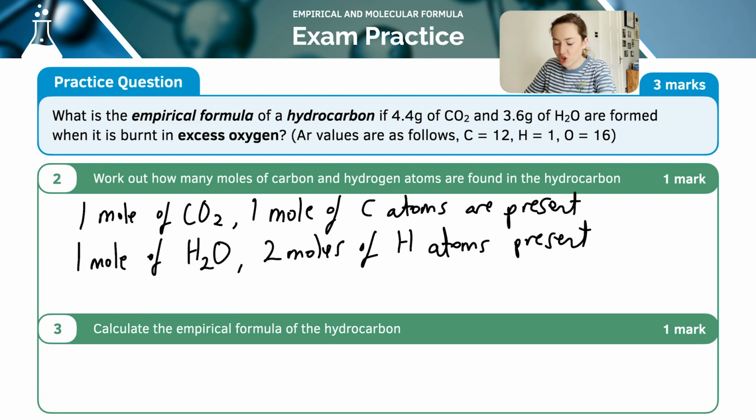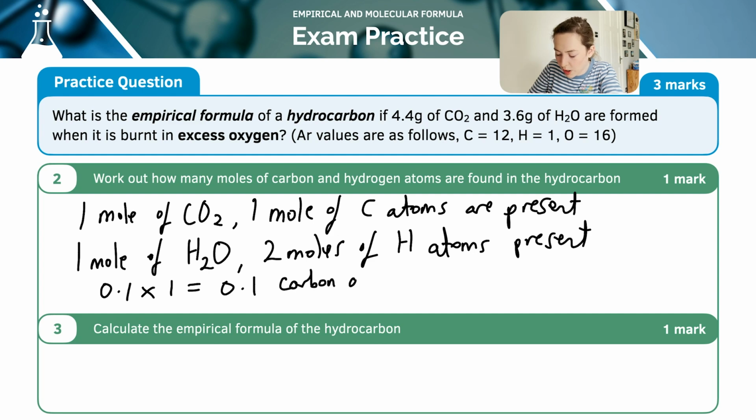So 1 mole of H2O, Avogadro's constant, 6.02 times 10 to the 23, I would have 2 moles, 1.2 times 10 to the 24, of hydrogen atoms in that structure. Therefore, the hydrocarbon contains, we're going to do 0.1 times 1. So it's got 0.1 carbon atoms, or moles of carbon atoms, but it's got 0.2 times 2, it's got 0.4 hydrogen atoms.